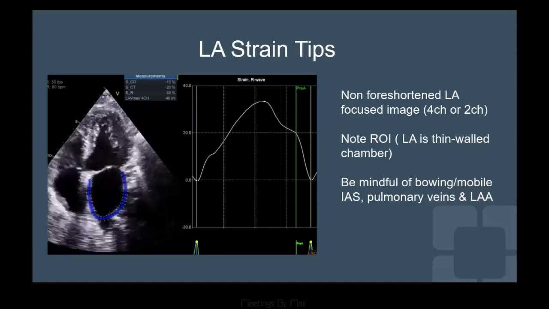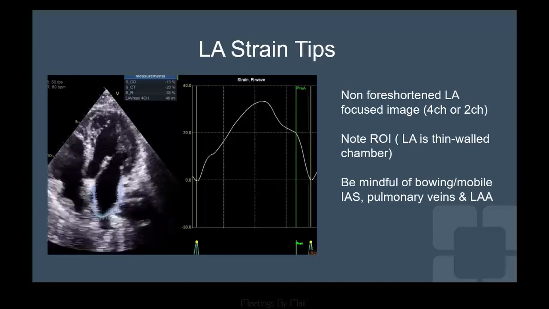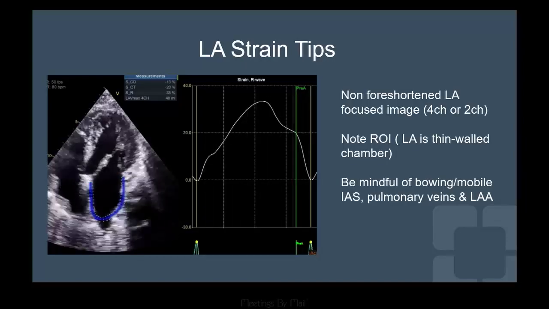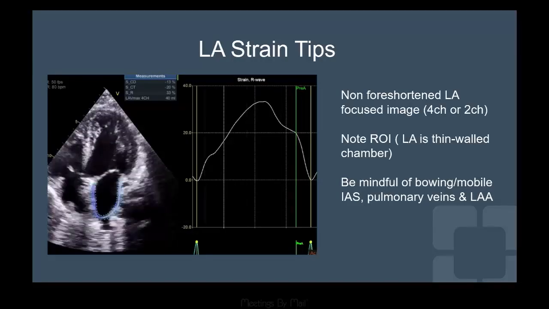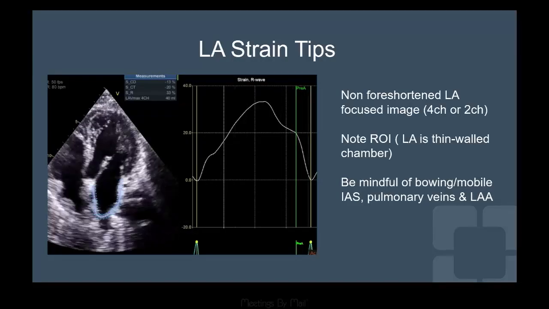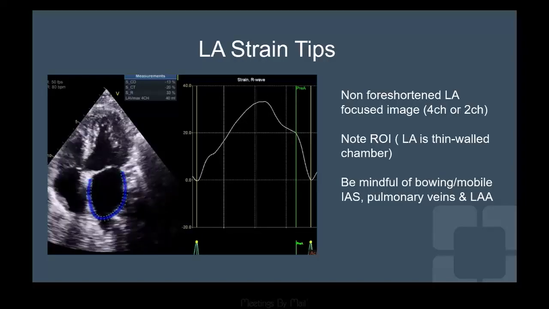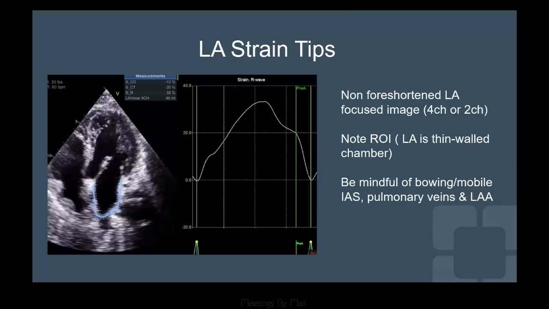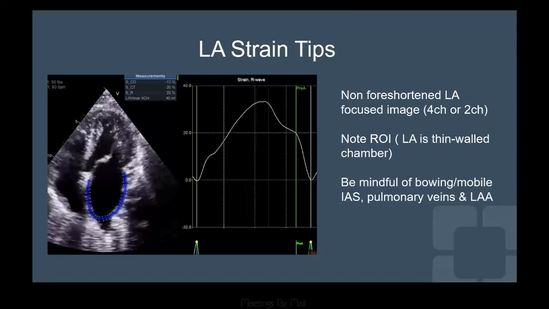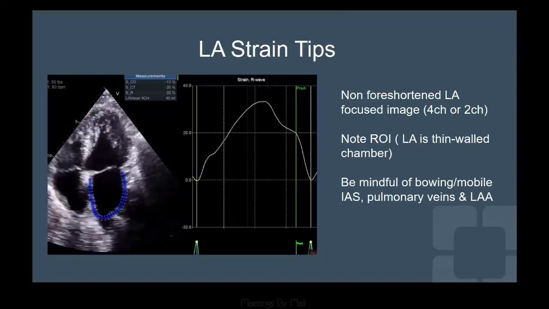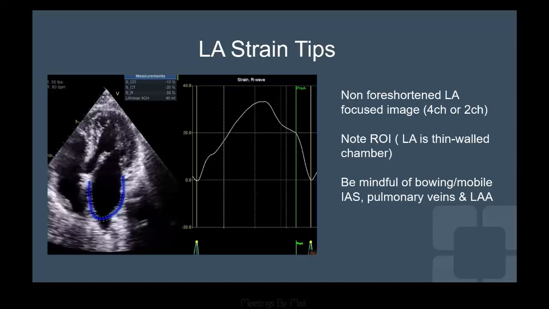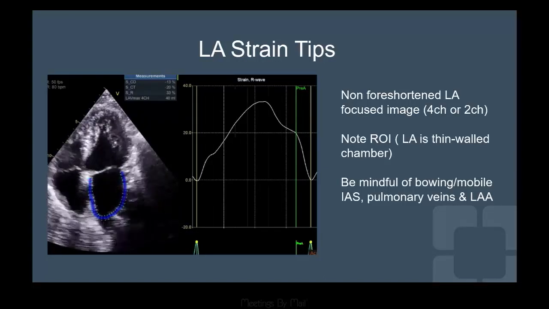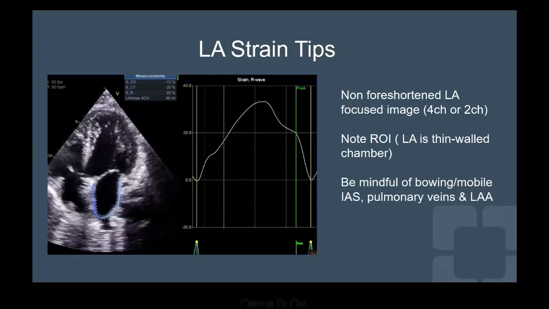I wanted to quickly add that both strain, LV and LA, have dependency also on load and blood pressure. So we do make sure that we record the blood pressure so as to be able to compare, particularly in patients with chemotherapy who are coming for serial follow-up. We try to keep that into consideration.